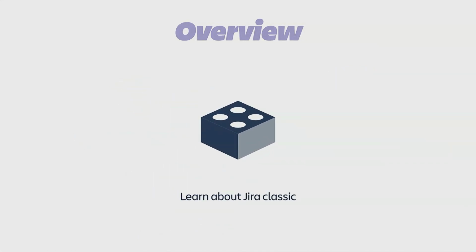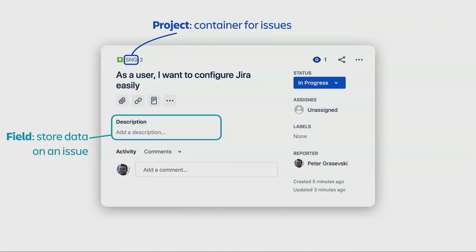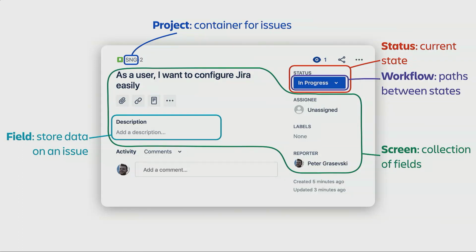So let's start with Jira Classic. Before we dive into everything, let's get some ground rules set. Let's go through the fundamentals of Jira. The base object in Jira is the issue, really. And issues are made up of a lot of different parts. We've got the project, where they're contained, fields, how we store data, screens, which are a collection of fields, the status, storing the state of the issue, workflow, how to get between different states. And finally, we have the issue type, which is how we bring everything together in Jira.